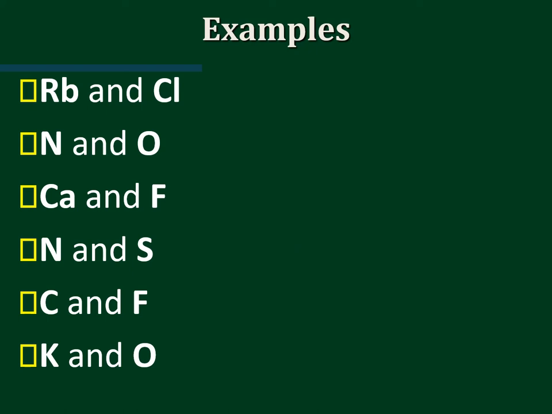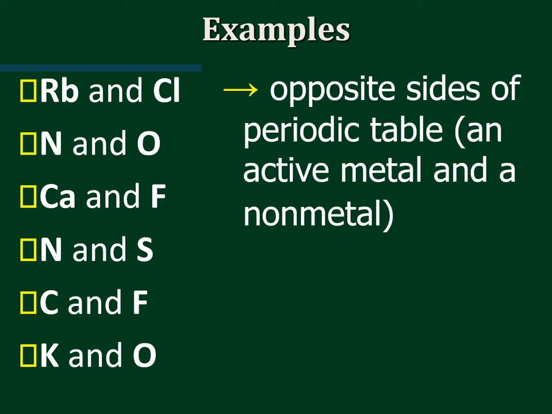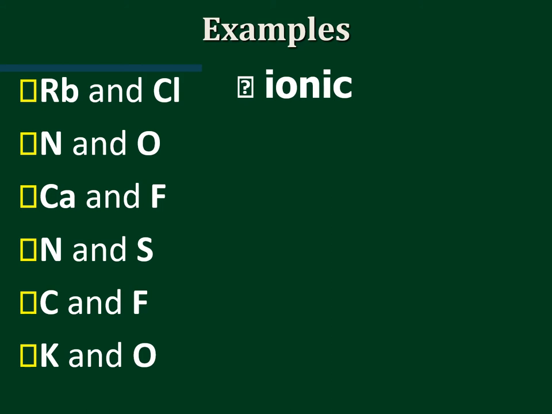So for example, the first example is rubidium and chlorine. So they are on opposite sides of the periodic table. So an active element and a non-metal. So rubidium is on the other side of the periodic table, as is the chlorine. So they are both on opposite sides. So they are ionic. So their bond is called ionic.